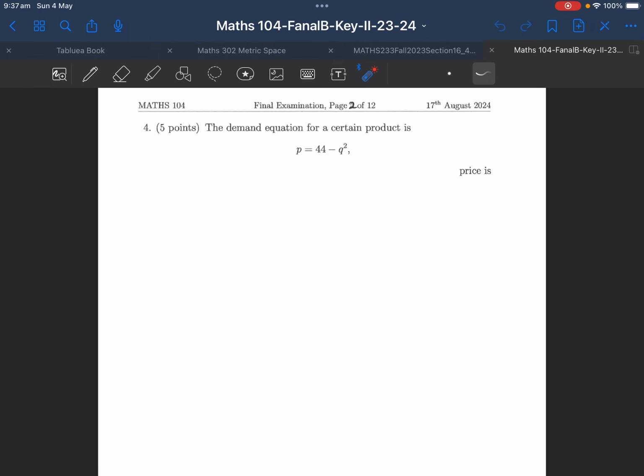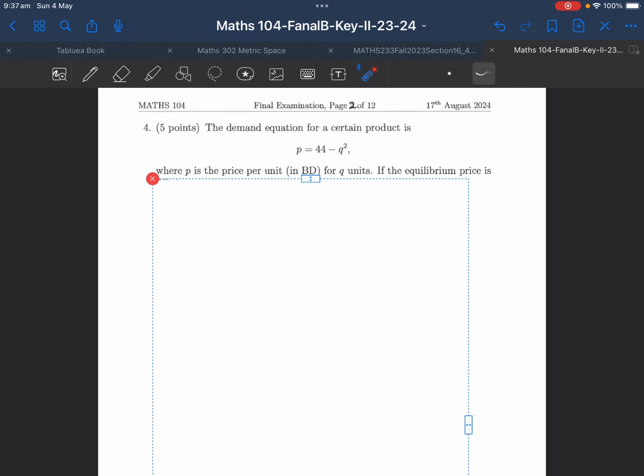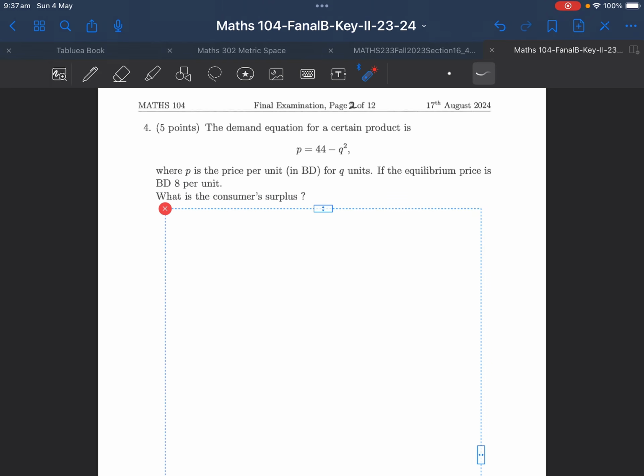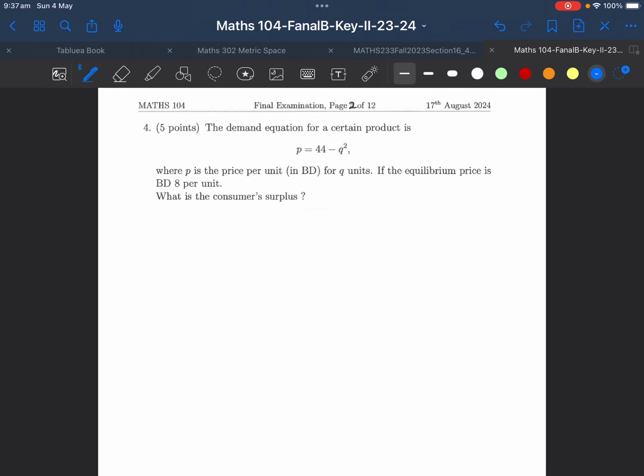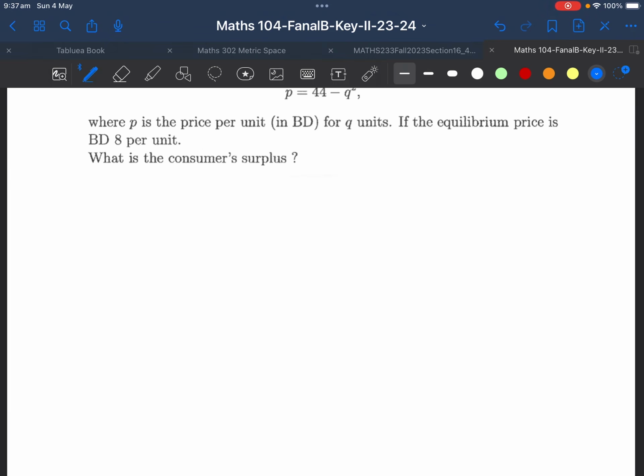First question: we have the demand function, the price equals 44 minus q squared, of a certain product. Now, what we need to do is find the consumer surplus. So we have to find the consumer surplus. Just to remind you, what's the consumer surplus?